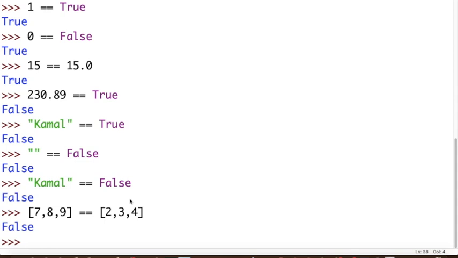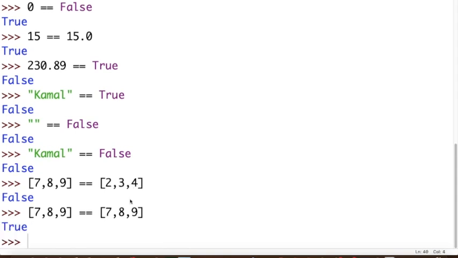So let us go to the next thing, that is 7, 8 and 9, and let us compare it with a similar thing, 7, 8 and 9. So both of the lists are having similar values in similar positions. Let us compare them, and we are getting true. So that means, if you have two lists having similar values at the same positions, then the comparison is always true. So the comparison stands true.